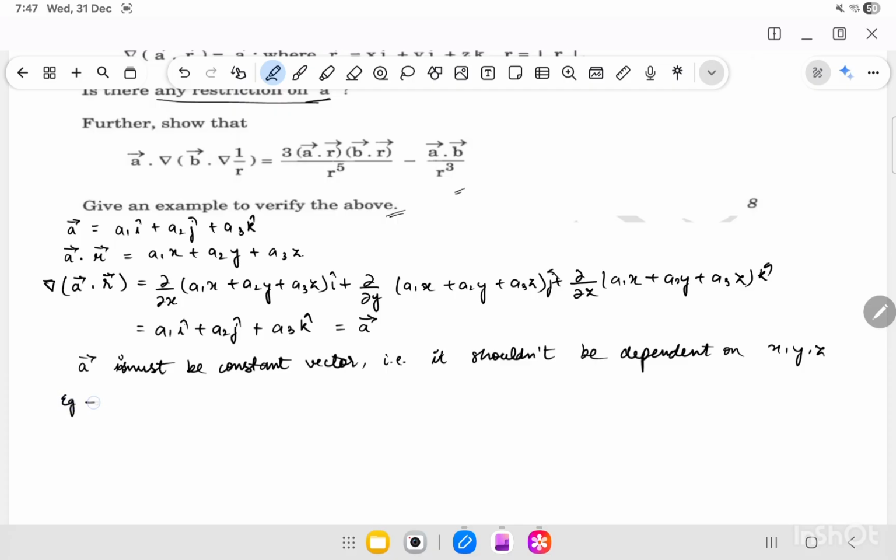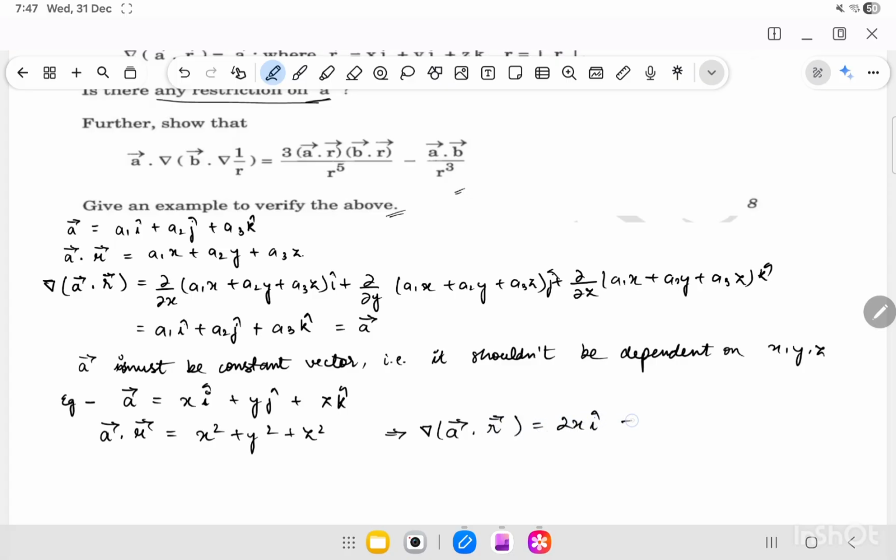So for example, you can see that if I take, let's say, my A vector as this only, let's take the simplest example, that is x i cap plus y j cap plus z k cap. You can take any other example as well. So if I evaluate A vector dot r vector, it will be equal to x² plus y² plus z², and if I evaluate its gradient, it will be equal to 2x i cap plus 2y j cap plus 2z k cap, which is basically 2 times A vector, which is not equal to A vector. So this is the restriction that is there on A vector.